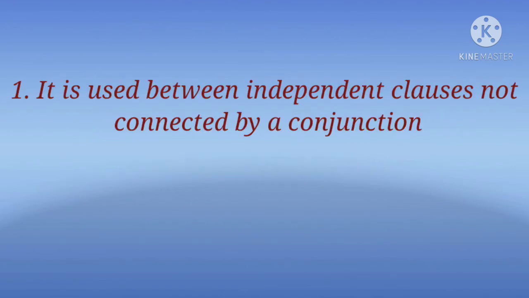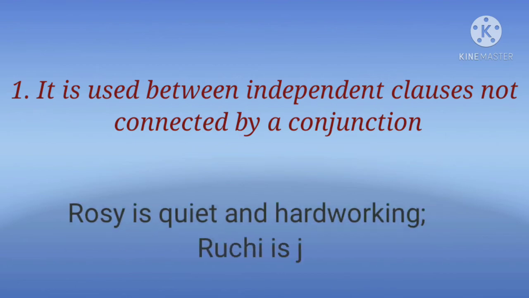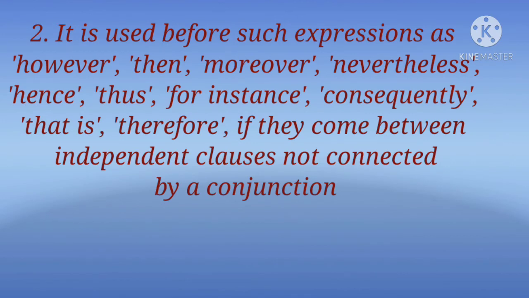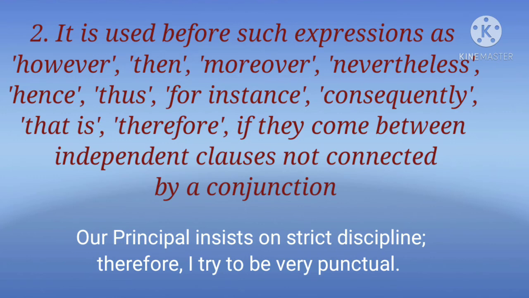A semicolon is used between independent clauses not connected by a conjunction. Example, Rosie is quiet and hardworking; Ruchi is jovial and active. 2nd, it is used before such expressions as however, then, moreover, nevertheless, hence, thus, for instance, consequently, that is, therefore, if they come between independent clauses not connected by a conjunction. Example, our principal insists on strict discipline; therefore, I try to be very punctual.